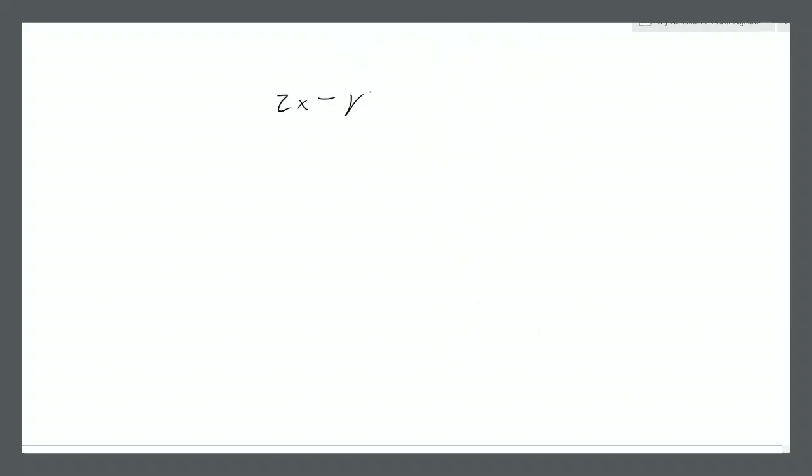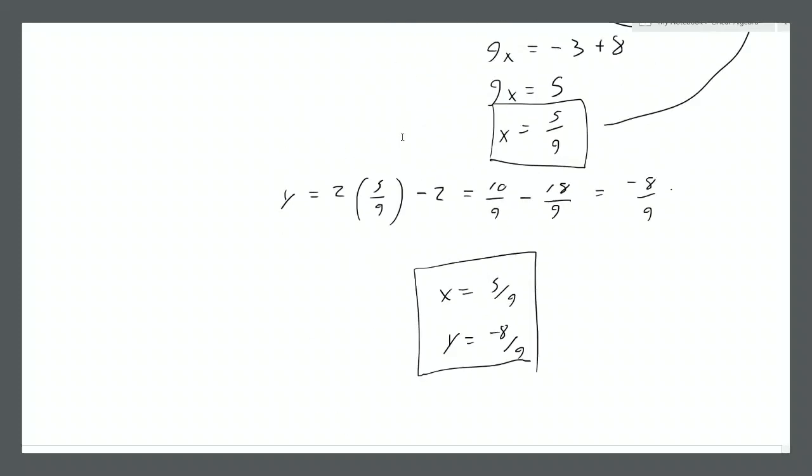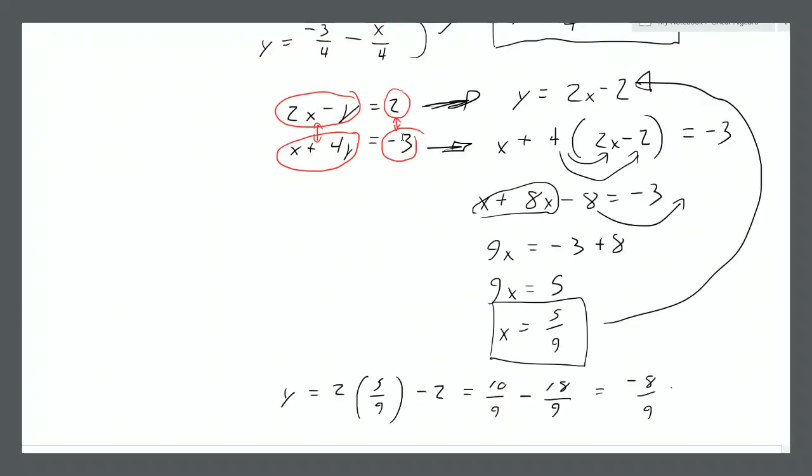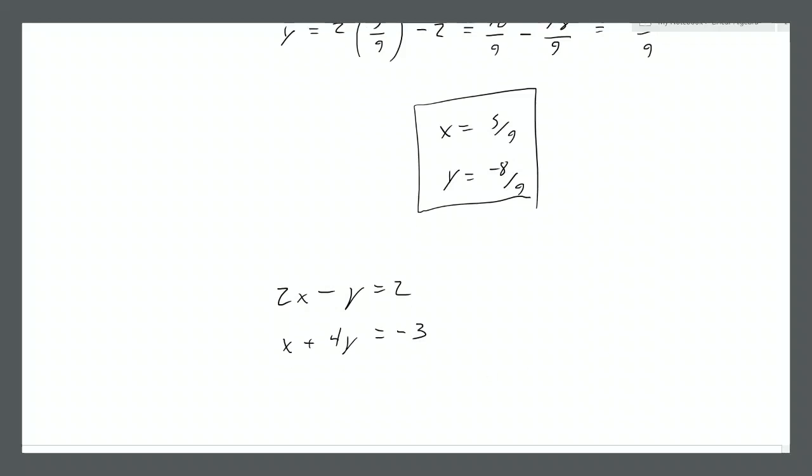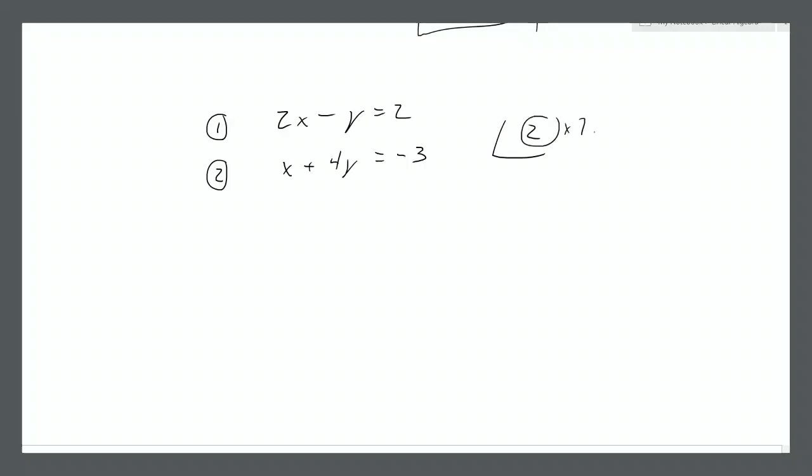2x minus y equals 2 and x plus 4y equals negative 3. Okay, so first let's multiply equation 2 by 2. Okay, so equation 2, we're going to multiply that by 2.